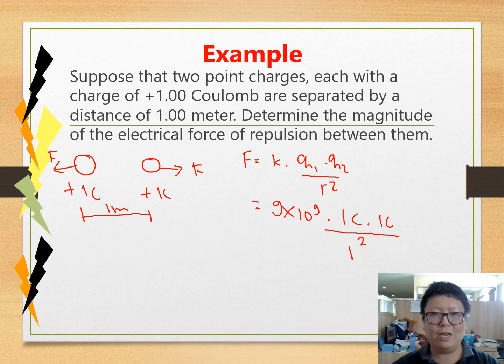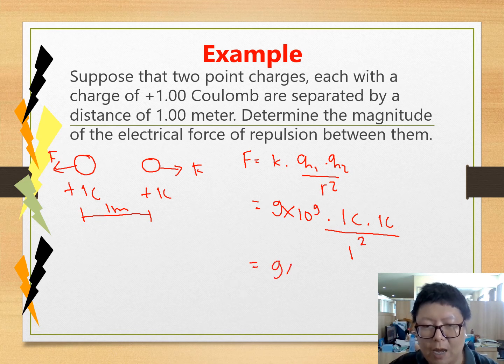R square is 1 meter square. Wow, there's no conversion in here. All is already in the same SI units. So the answer will be 9 times 10 to the power of 9 newtons.